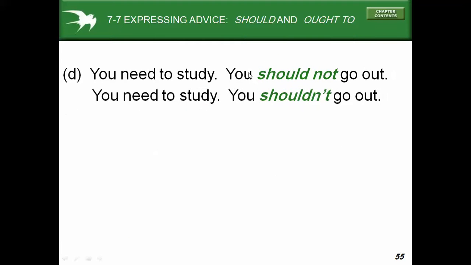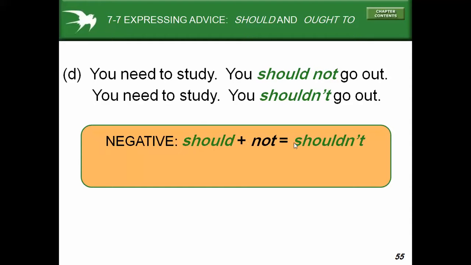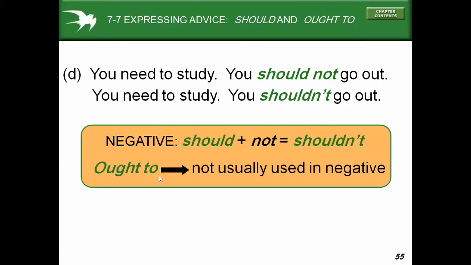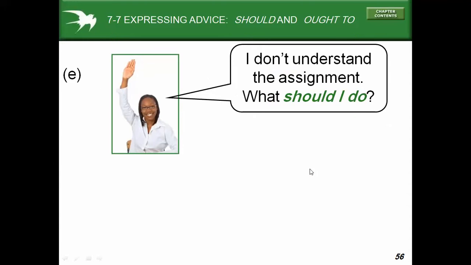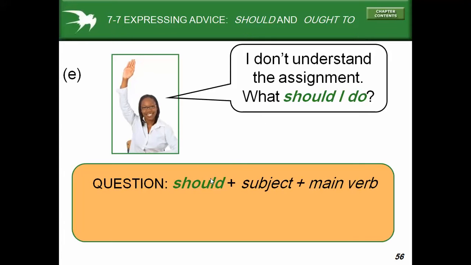You need to study. You should not go out. You need to study. You shouldn't go out. Negative should not and ought not are not usually used in the negative. I don't understand the assignment. What should I do? Okay, what should I do? This is advice.